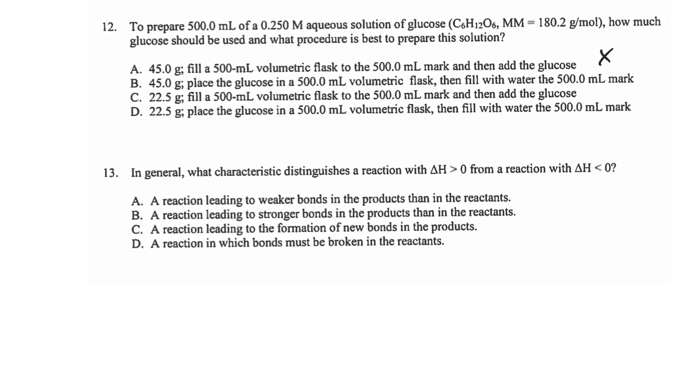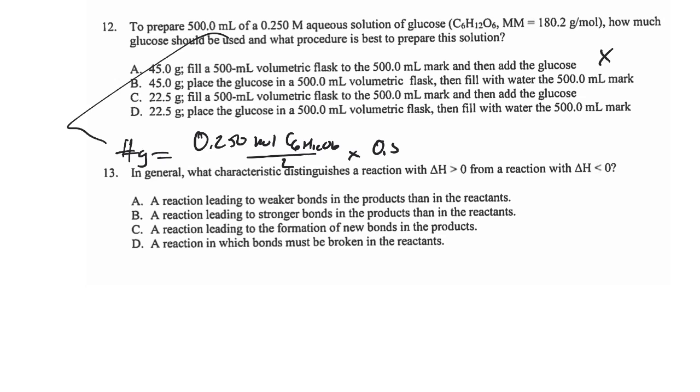So we want half a liter of 0.250 molar solution. So how many grams of glucose does that take? Well, we want 0.250 moles of C6H12O6 per liter. We want there to be half a liter.